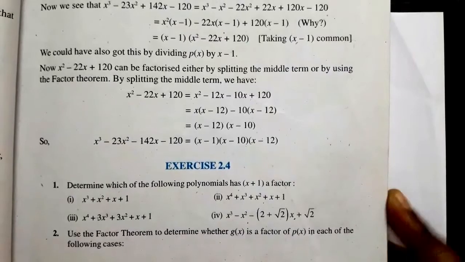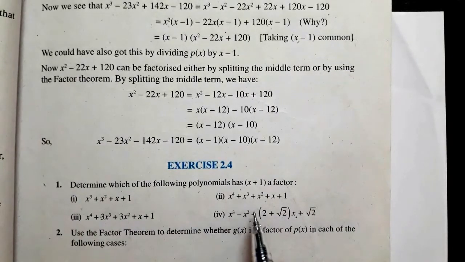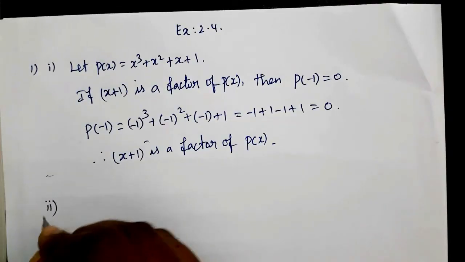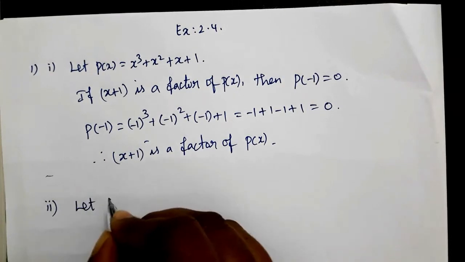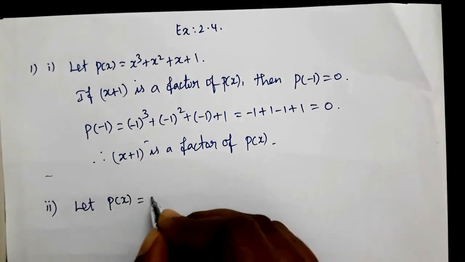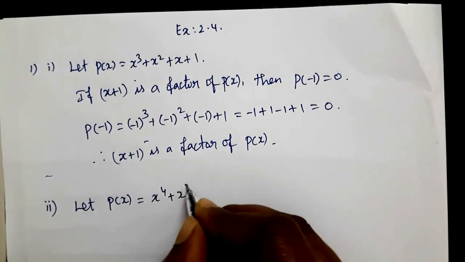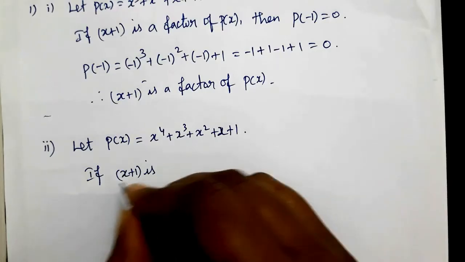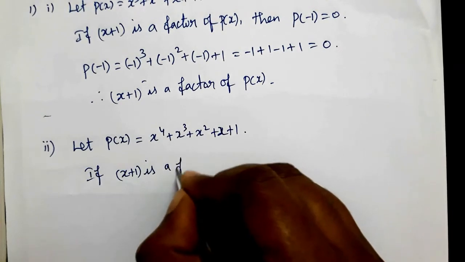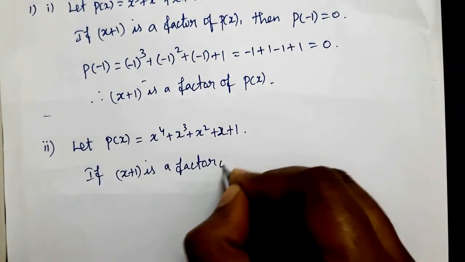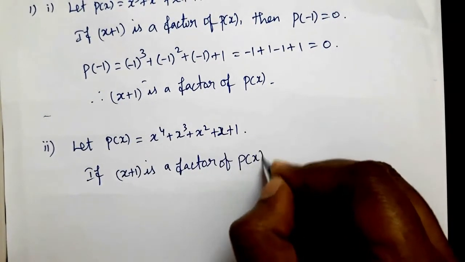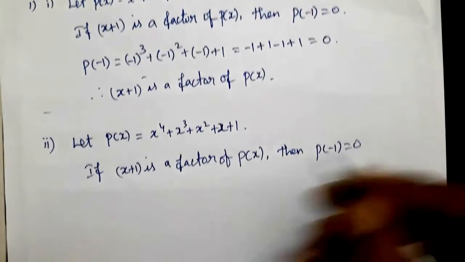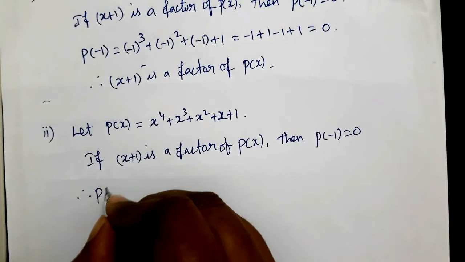polynomial p of x. Second sub question: x power 4 plus x cube plus x square plus x plus 1. Second sub question, let p of x equal to x power 4 plus x cube plus x square plus x plus 1. If x plus 1 is a factor of polynomial p of x, then p of minus 1 equal to 0. Now we need to find p of minus 1.